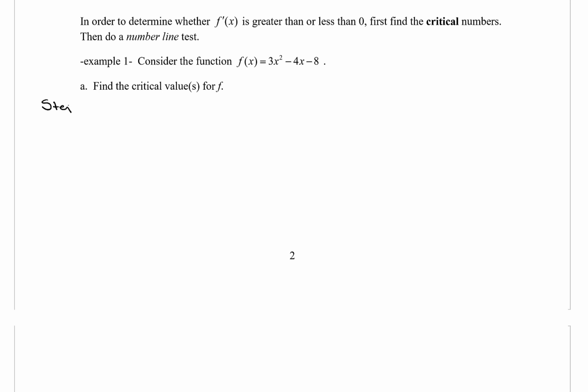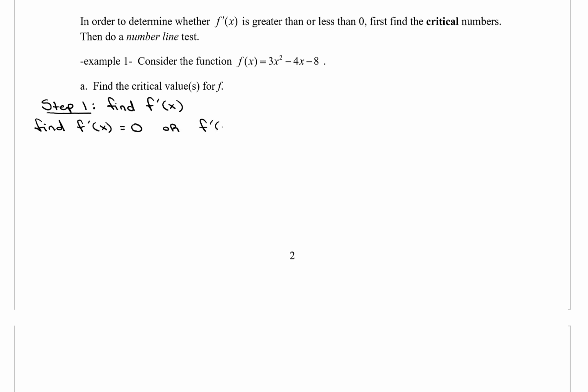Step 1. Find f prime of x. For step 1, we need to find the first derivative. And then after we find the first derivative, we're going to set it equal to 0 and solve that equation. Or another option would be to find where the first derivative does not exist.